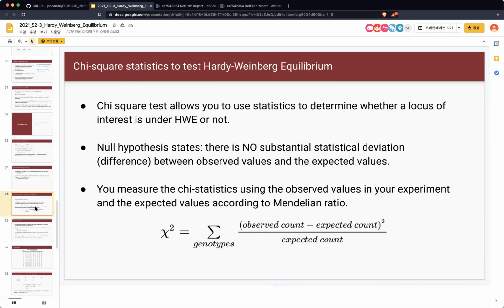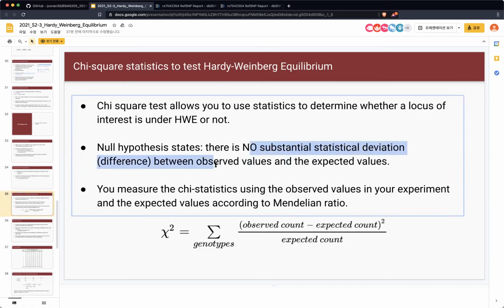Okay, so what does the chi-square statistic assume in Hardy-Weinberg equilibrium? The chi-square test allows you to use statistics to determine whether the locus of your interest is under Hardy-Weinberg equilibrium. So the null hypothesis in this situation assumes that there is no substantial statistical deviation between the observed values and expected values, right? So this is the typical null hypothesis. And then you measure the chi-square statistic using the observed values in your experiments and the expected values according to the Mendelian ratio, right?